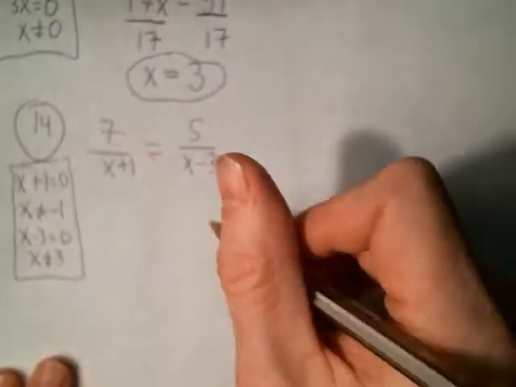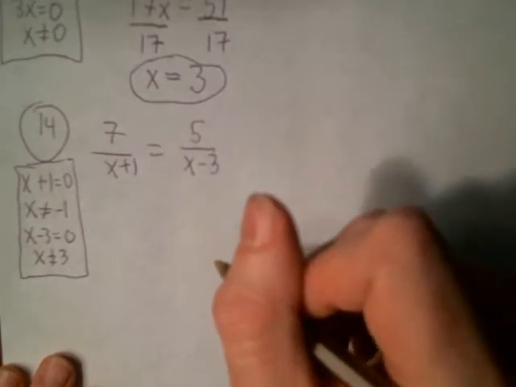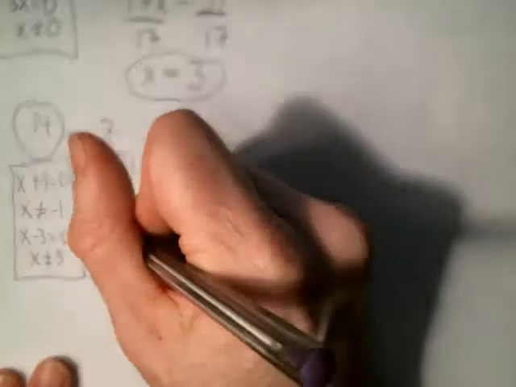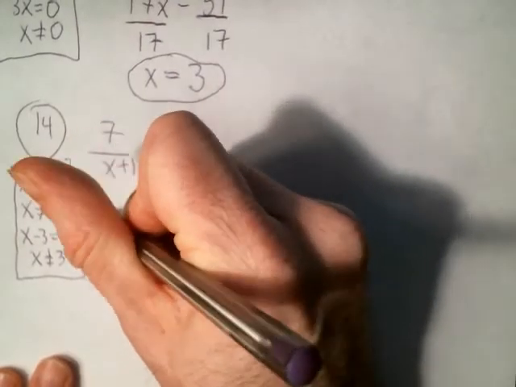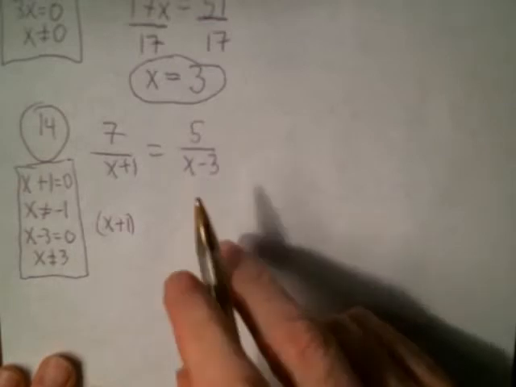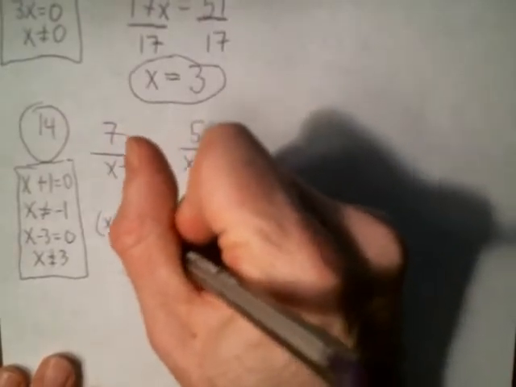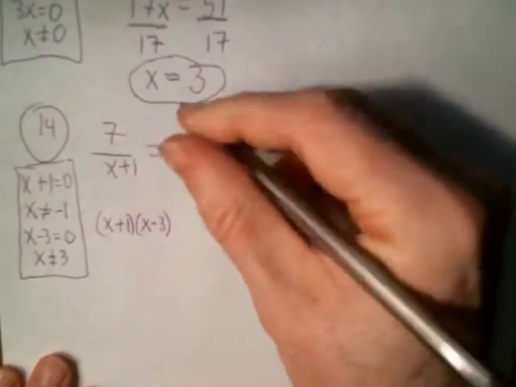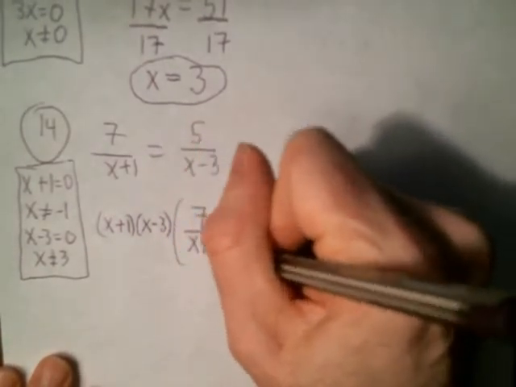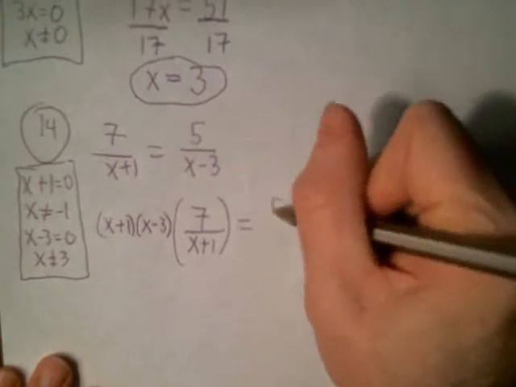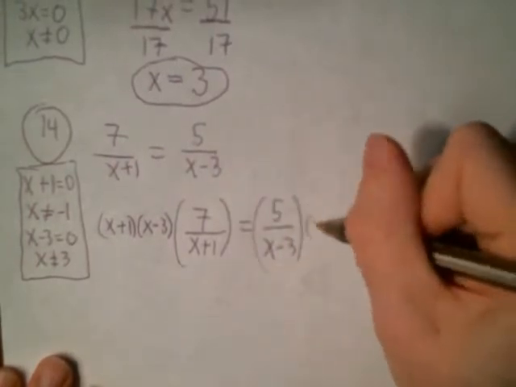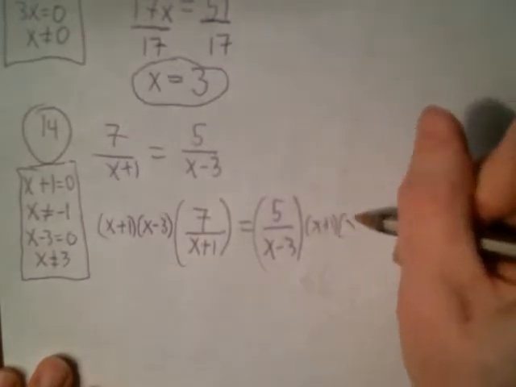So what do I need to do? I need to multiply by the LCD. I need to multiply by something that's divisible by x plus 1. And certainly x plus 1 is divisible by that. I also need to multiply by something divisible by x minus 3. So certainly x minus 3 does just that. Okay, so I'll have that times 7 over x plus 1 equals 5 all over x minus 3 times x plus 1 times x minus 3.